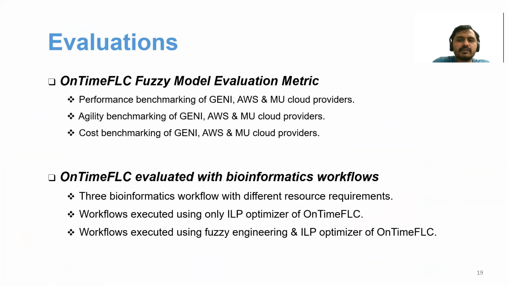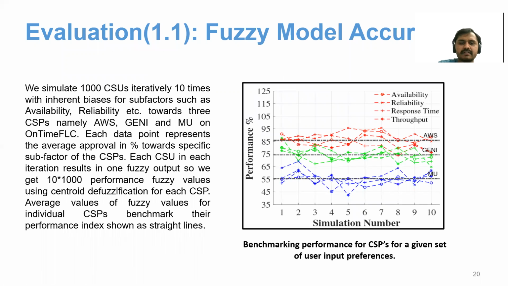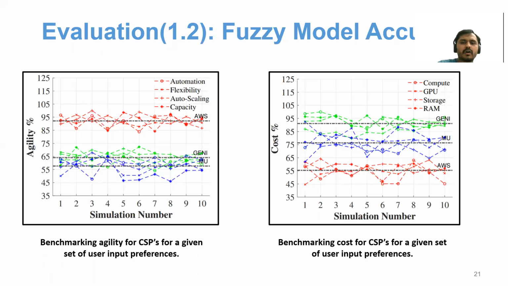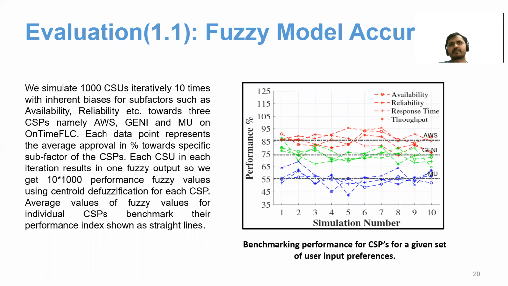So we used 2 evaluation criteria. One was the evaluation of the fuzzy model itself, and the second one was how this on-time FLC model has improved the workflow's performance. In the first step, when we evaluate the fuzzy model, we have measured performance, agility, and cost of different cloud providers from the perspective of an expert user.